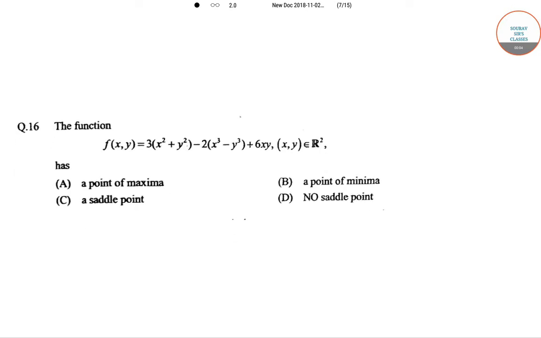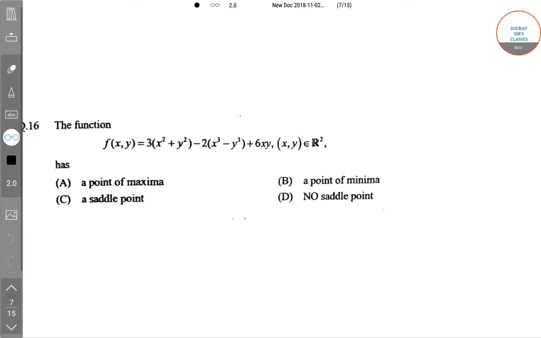The question is, the function f(x,y) is equal to 3x squared plus y squared minus 2x cubed minus y cubed plus 6xy has option A, a point of maxima, option B, a point of minima, option C, a saddle point, and option D, no saddle point.